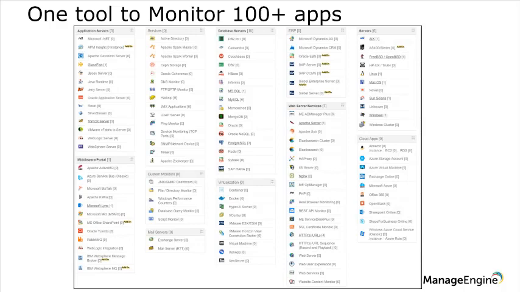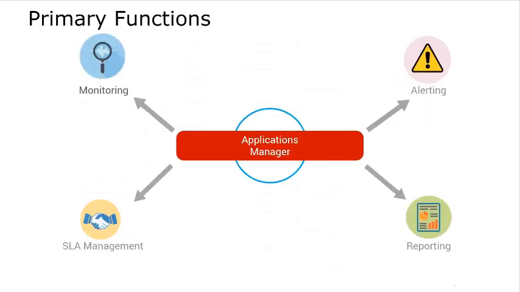Applications Manager is one tool to monitor your 100 plus apps, and we have categorized them based upon their functionality. We have two editions, Professional and Enterprise. Professional being the standalone version, and Enterprise being for distributed environments. The major functions of Applications Manager are to monitor, alert if there is any performance issue, generate reports, and maintain SLA management.